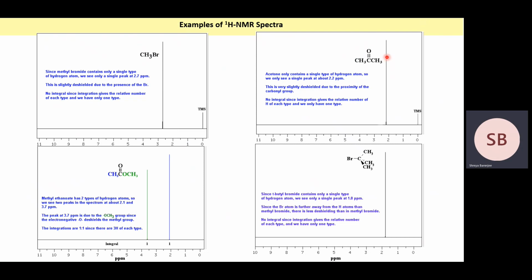Now, in case of acetone, again, there is a single kind of proton, which is the CH3, and so a single peak is seen. And this is the same case for tertiary butyl bromide. There is a single kind of proton, since all the CH3 protons are equivalent, so a single peak is seen.